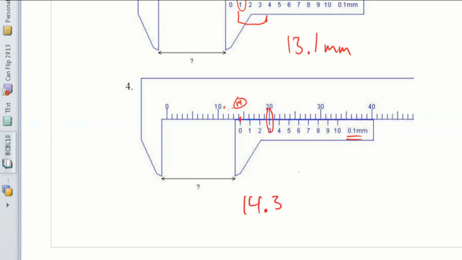So we go 14.3. So the way we read it is we use our first scale up here, and then we use our second scale down here at the bottom. So that is, again, how we use these calipers.